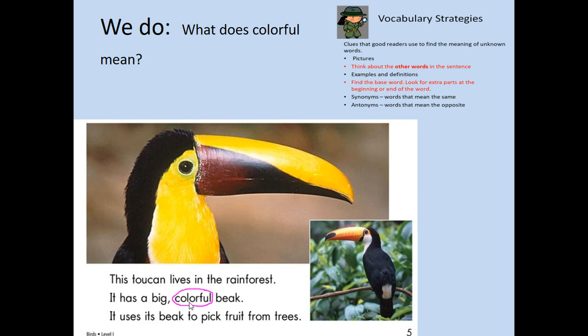And when I think about color, I think about the colors red, orange, blue, green, purple, something that I can see. And then I see these extra letters, FUL, which means full. That means full of color, very bright, very beautiful. Nice job, boys and girls.